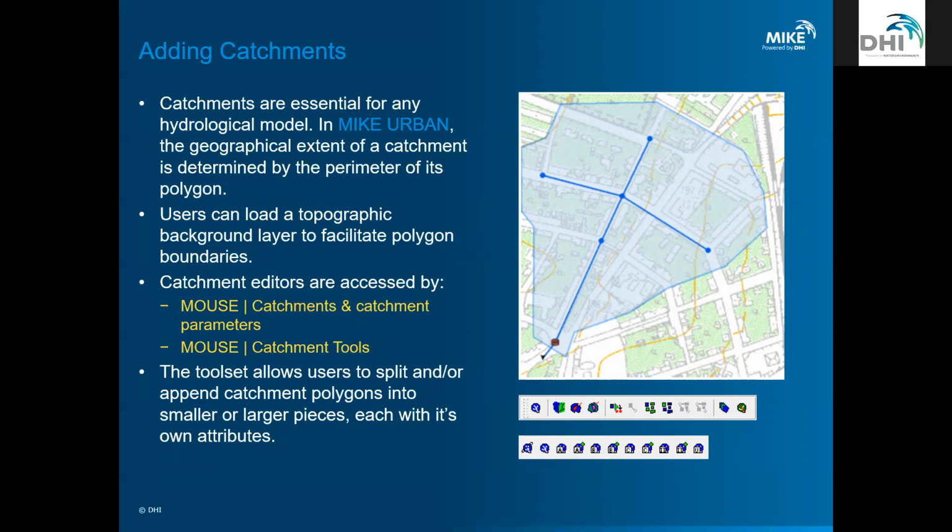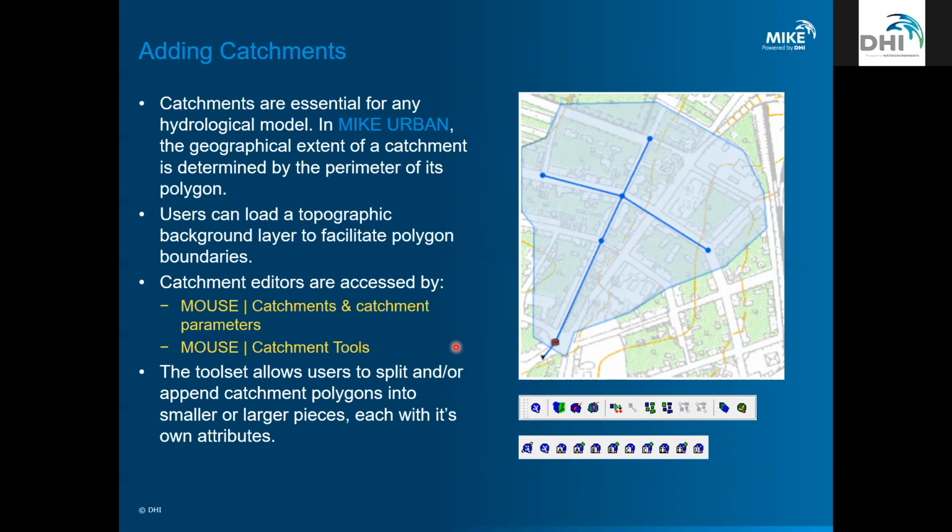Again, it's useful to use background layers, but if not, you can just draw them free form, and you can always edit the shapes. And the tool sets, you'll see there's two specific ones. This one is for editing the physical attributes. The top one is for the physical attributes of the catchment here. And then this bottom one is for the hydrological properties. So there are two separate menus and editors that you will use for these.